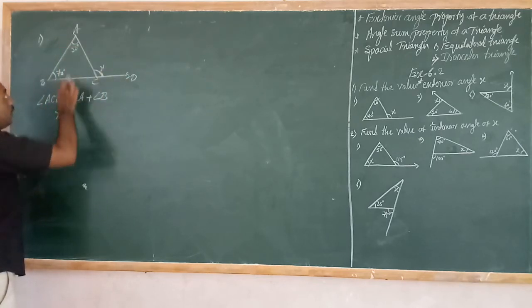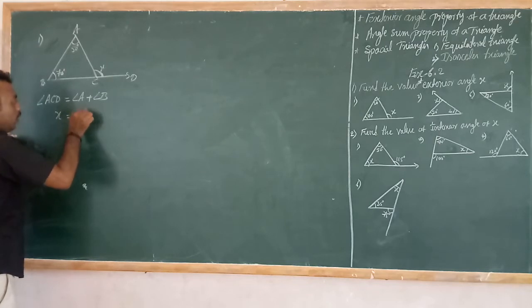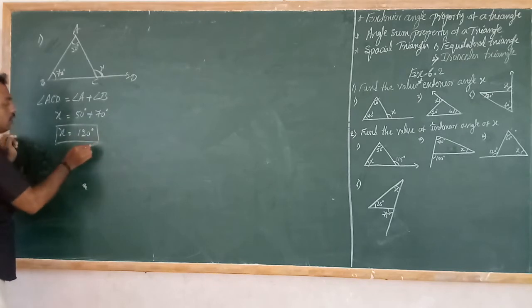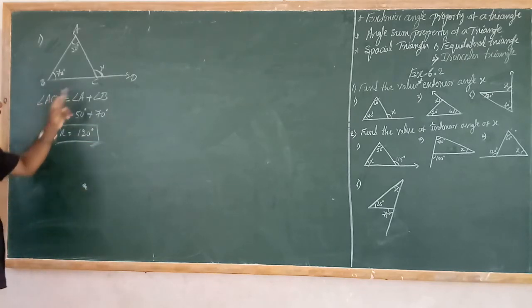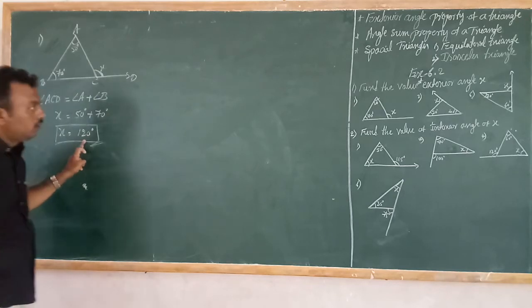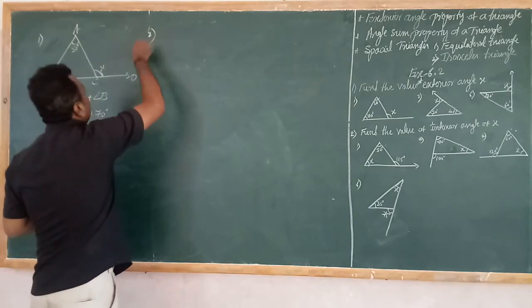x is equal to angle A, how many degrees? 50 degrees, plus angle B, how many degrees? 70 degrees. So x is equal to 50 plus 70, which becomes 120 degrees. So this is the value of x, the exterior angle. The value of x is 120 degrees. Do you understand? So next, the second one.